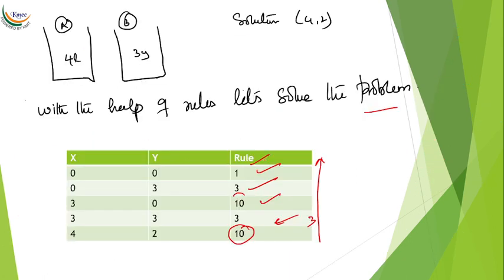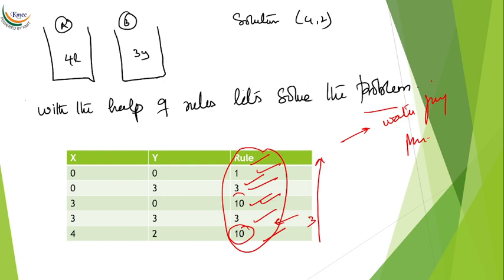This is rule number 1. This is rule number 3. This is rule number 10. This is rule number 3. This is rule number 10. If we specify this, we are able to solve the problem. This is the water jug problem. Hope you understand it. Thank you very much.